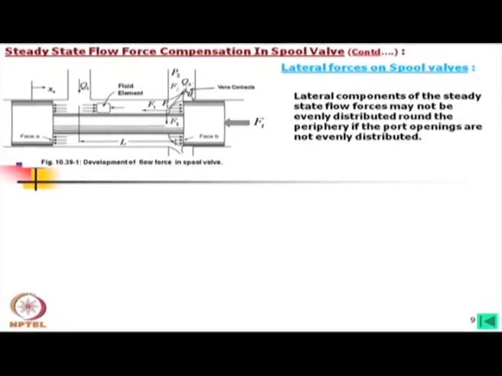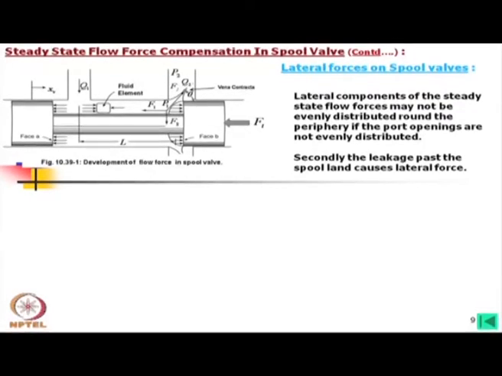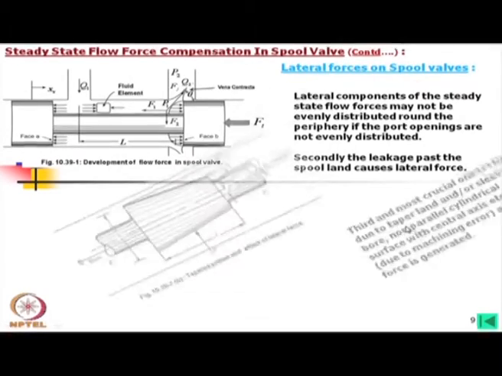They are not evenly distributed. This is due to this reason which I have already explained. Secondly, the leakage past the spool land causes lateral force. Suppose this is slightly moved in this direction, then leakage flow started, and that flow is having some lateral force that will further push this spool in one direction.